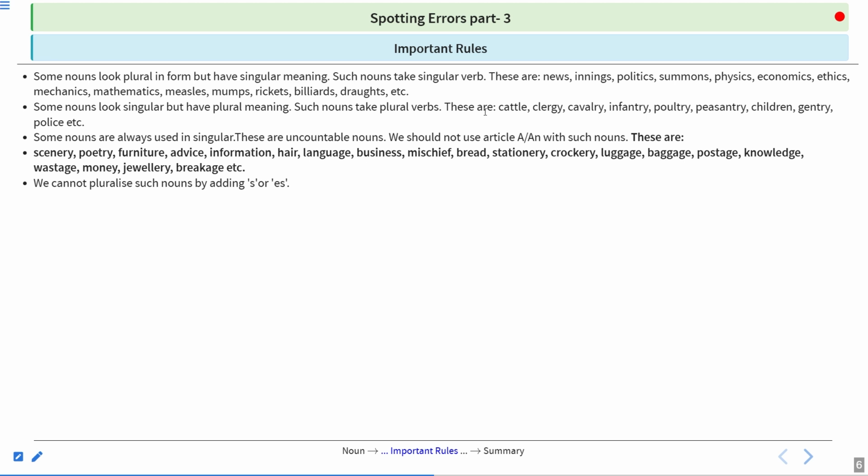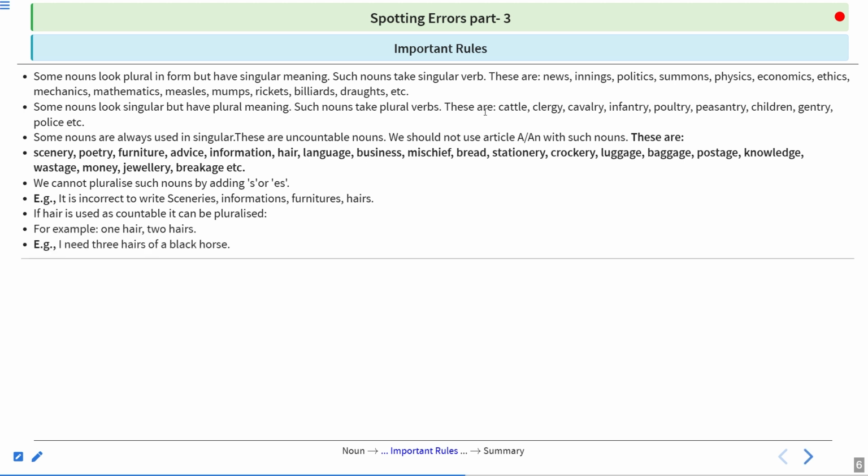We cannot pluralize such nouns by adding s or es. Example: it is incorrect to write sceneries, informations, furnitures, hairs. If hair is used as countable, it can be pluralized. For example, 1 hair, 2 hairs. I need 3 hairs of a black horse. Or you can also say I need 3 strands of hair.